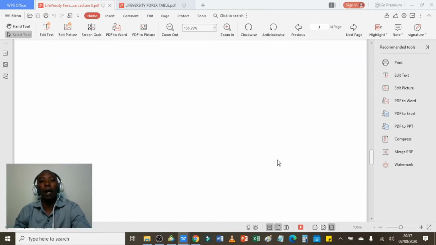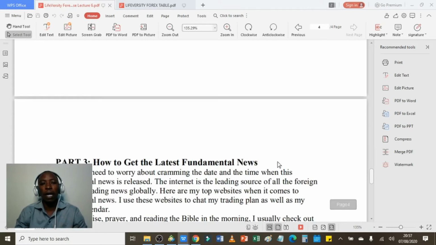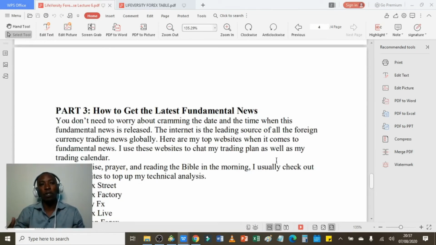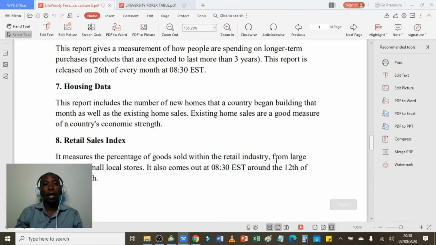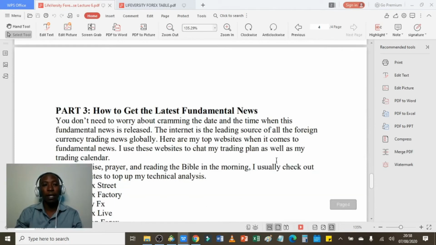You don't need to cram all these types of fundamental analysis. What I do personally, I've not crammed all of them, although there are some I'm just aware of, like the GDP, the NFP, or the non-farm payroll, the CPI, the producer price index, or the PPI. I'm usually tuned in after trading those fundamental news over a period of time. I can just predict and know this type of fundamental analysis is coming out. But if you are a beginner, you don't need to worry about cramming all these types of fundamental analysis. What you need to do, you will find in part 3. And let's just head over to part 3, how to get the latest fundamental news.